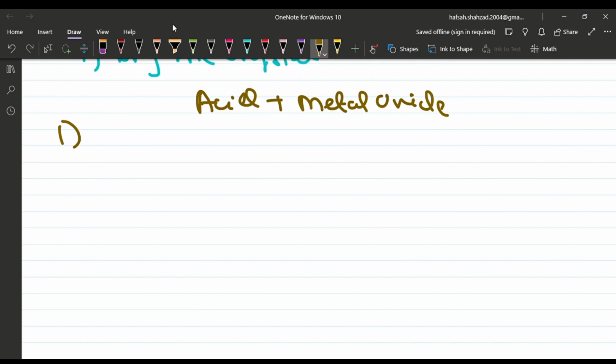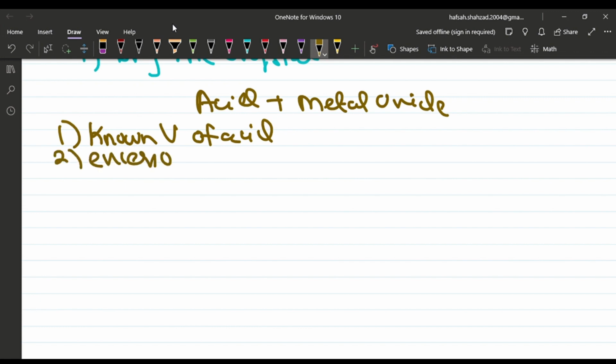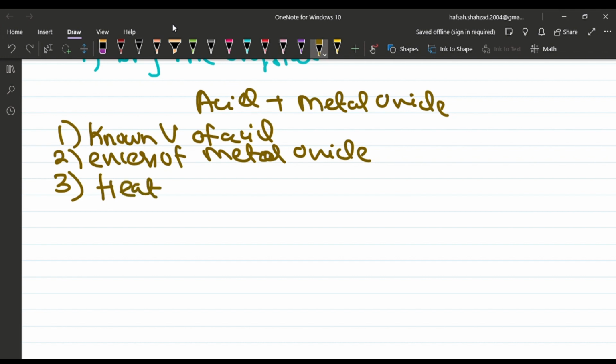Known volume of acid. Then you take excess metal oxide. Then the key word for this particular reaction, which is actually worth 1 mark, I believe, is you heat the solution for the reactants to react with each other. Heat to dissolve. I'm going to tell you how you do this reaction, because obviously it's an exceptional case.